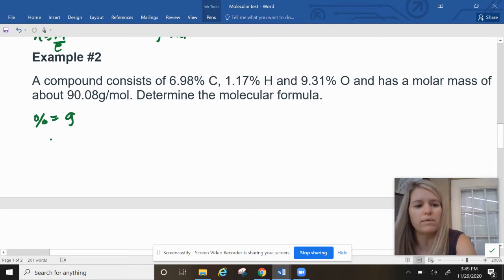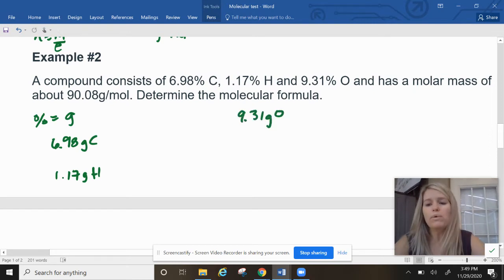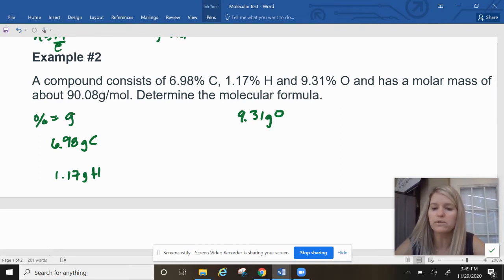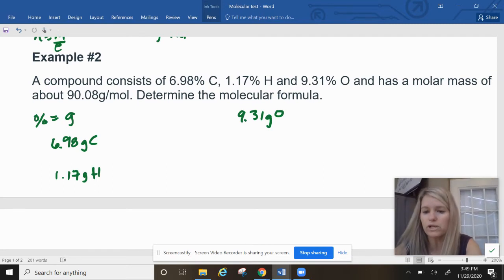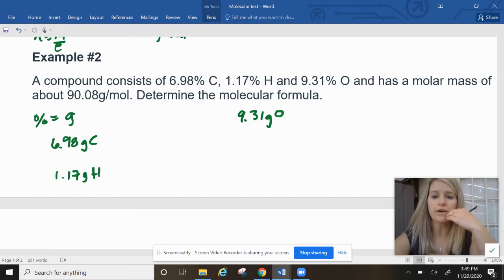So we're going to start out. We have 6.98 grams of carbon, 1.17 grams of hydrogen, and 9.31 grams of oxygen. Okay, so what we need to do at this point is, you can't compare grams when it comes to elements, so you have to change it to moles. How do we change from grams to moles? Do you guys remember? You look up on the periodic table their atomic mass.